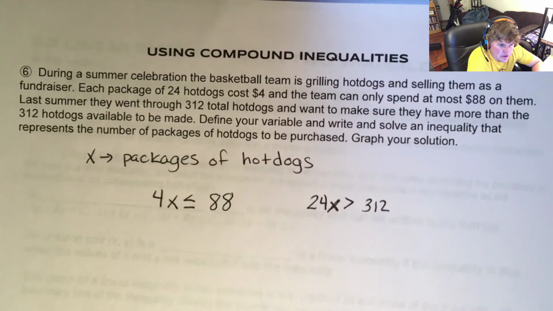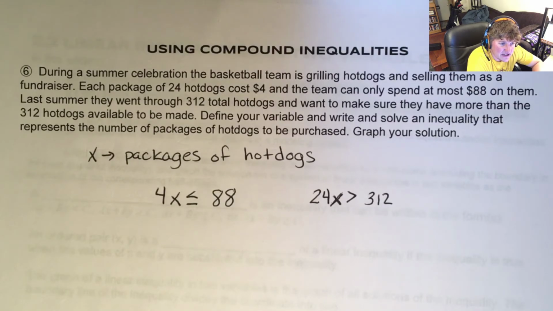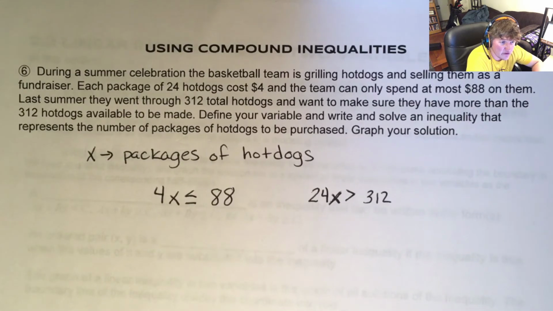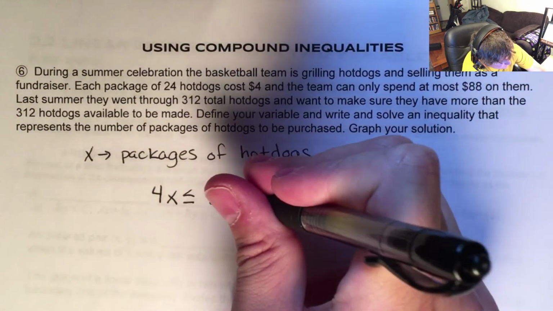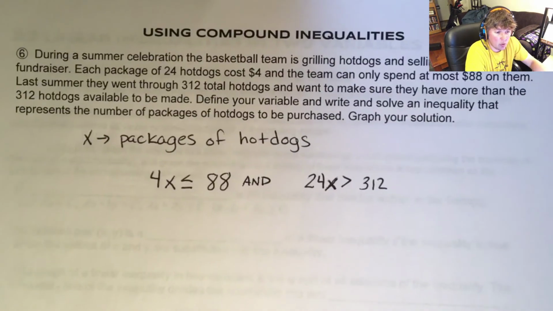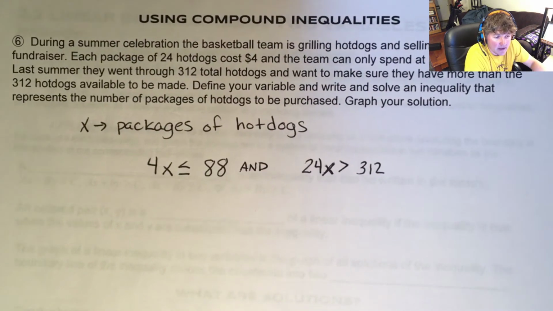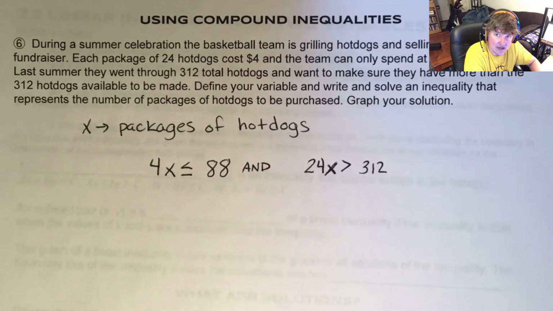So as I'm looking through this problem, each package is $24 and they cost $4. The team can spend at most $88 on them. It doesn't really say anything about only one of those being good enough. So to me, in my mind, that means I really need to make sure both of these are true. And that's going to be an and inequality. Okay, they have these requirements and they have to meet both of them. They need to have more than 312 hot dogs and they have to spend less than $88.